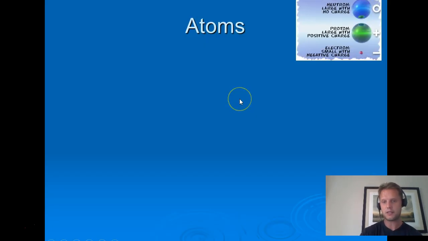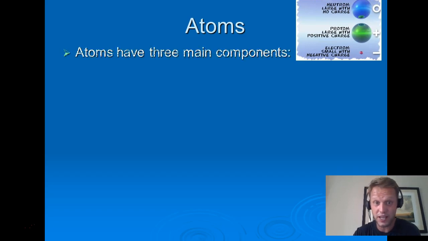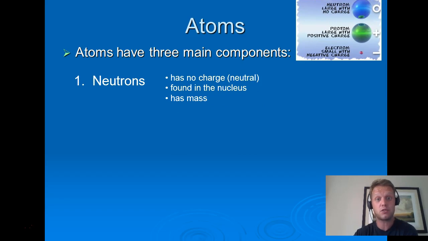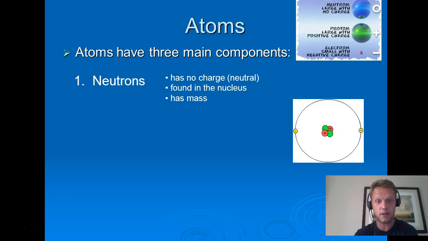So let's summarize this quickly again so you get this. Neutrons, large with no charge. Protons, large with a positive charge. Electrons, small with a negative charge. So atoms are made of 3 things. Neutrons, no charge, found in the nucleus. They have a mass of 1, we're going to say there.